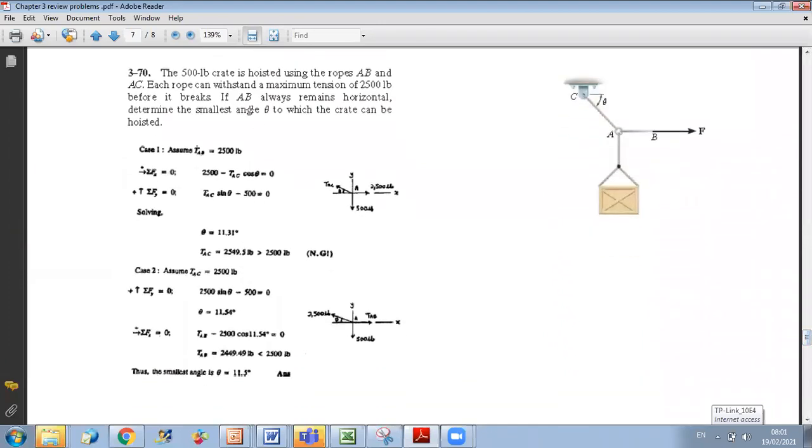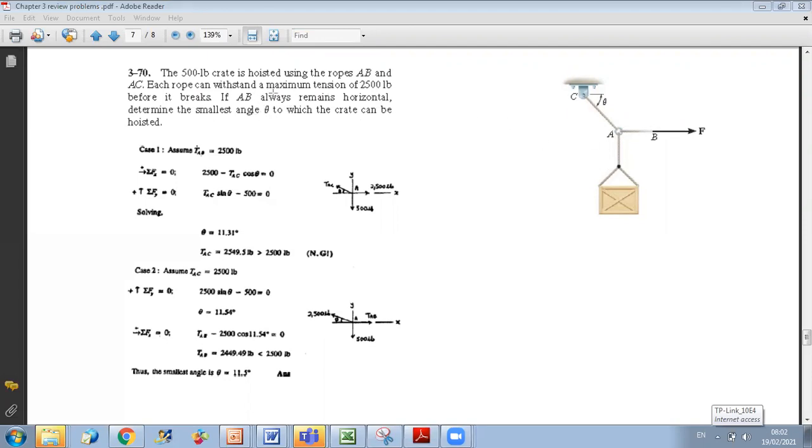The 500 lb crate is hoisted using the ropes AB and AC. Each rope can withstand a maximum tension of 2500 lb before it breaks. If AB always remains horizontal, determine the smallest angle theta to which the crate can be hoisted. So here, whenever they give you a maximum tension in a problem, this does not mean that the same tension will be in all cables. It will be in one of these cables.